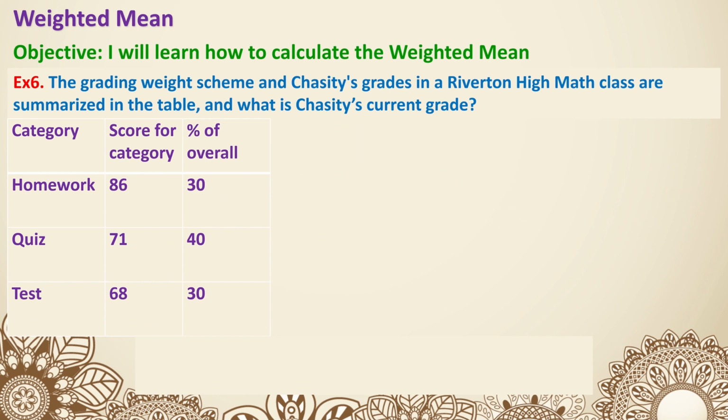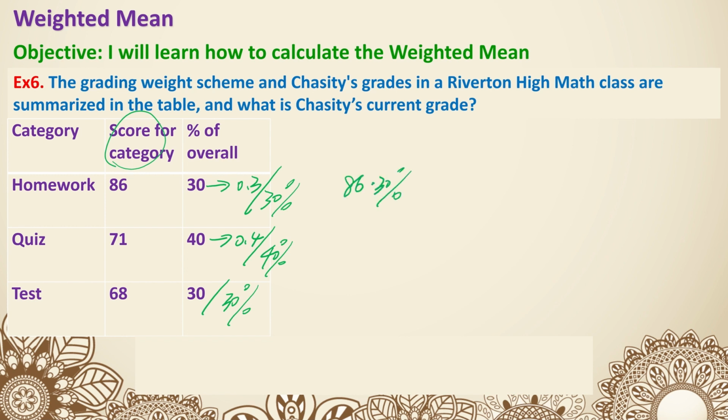Example 6. This time the score is already given, so you do not have to calculate the 440 over 500. You don't have to do that anymore. So right here, 86, and the percent, this is 0.3, this is 0.4, or 30%, or 40%, and this is another 30%. So the way it's set up, this is a situation at Riverton High School. So you're actually going to use 86 times the 30%, and you're also going to use the 71 times the 40%, and this is going to be the 68 times the 30%. We're going to get a few different answers. So let's have a look.